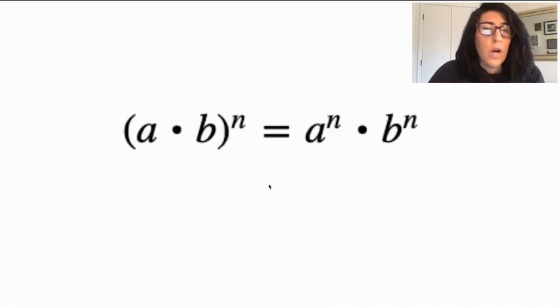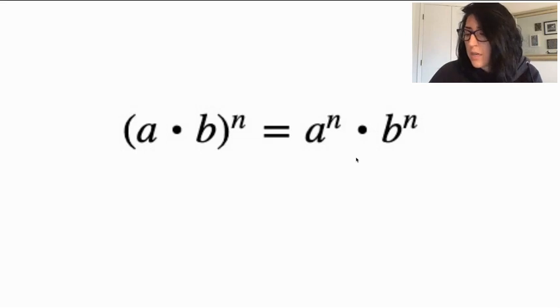So overall, we can say that the quantity of a times b raised to the power of n is the same as saying a to the power of n times b to the power of n. And so we'll use that as that rule here for our exponent product rule.